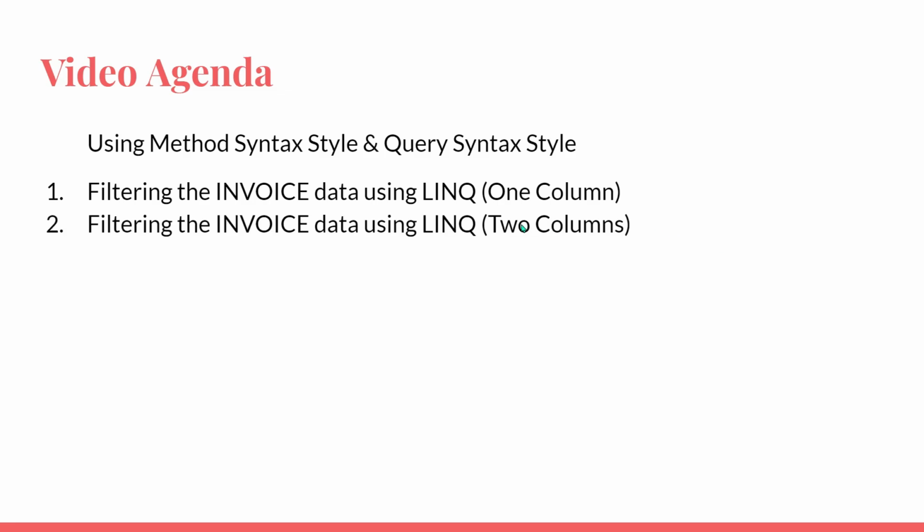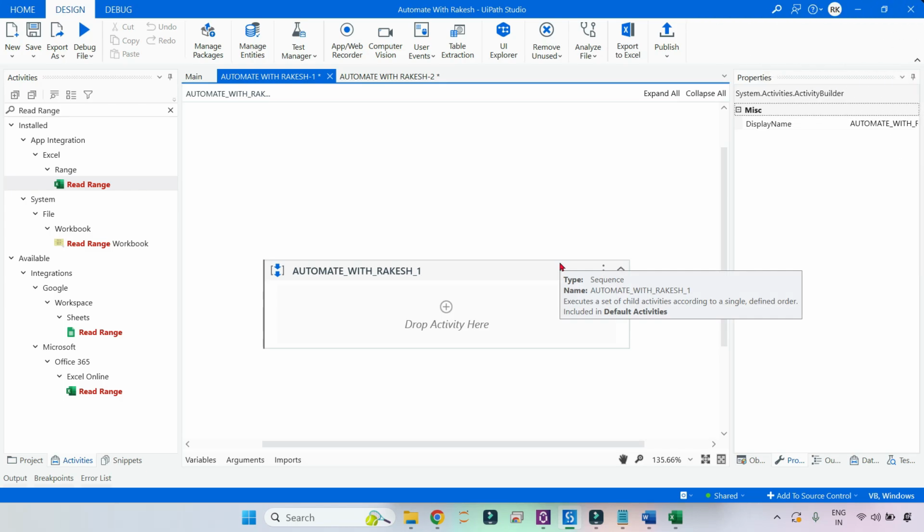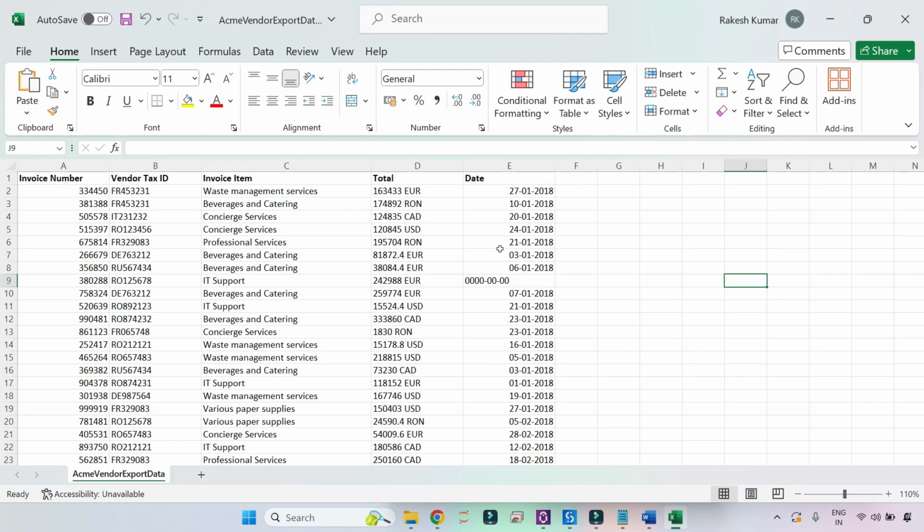The next agenda, we will try to filter two columns, again using both the method syntax and the query syntax style. The third thing, we are going to filter using three columns or more. So let's begin. To learn filtering, we need some input data.